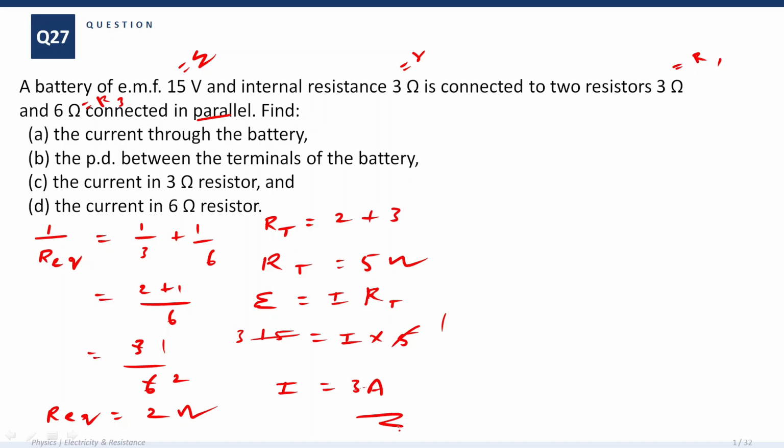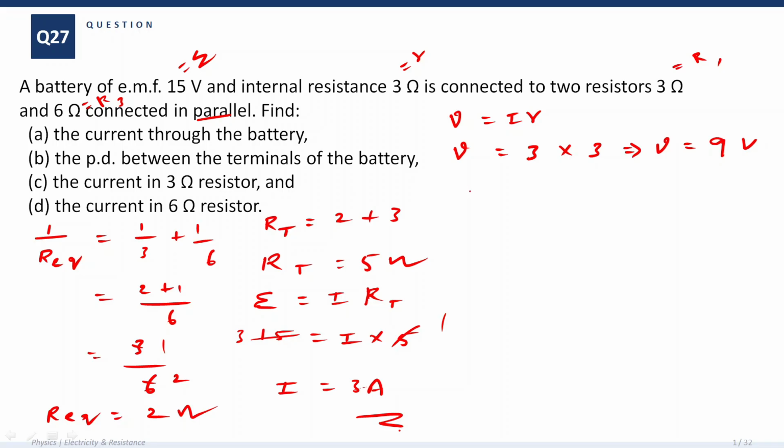Now, the potential difference between the terminals of the battery. Here, first I will find the voltage drop. Small v equal to capital I, small r, internal resistance. So small v equal to current 3 and internal resistance 3. That implies the voltage drop we will get here is 9 volt.